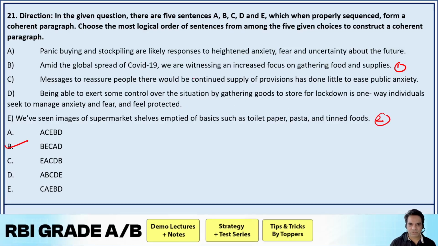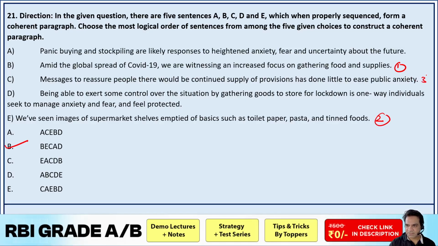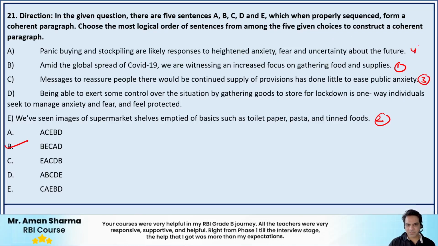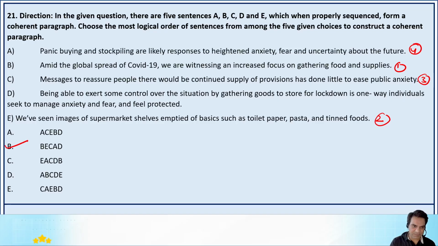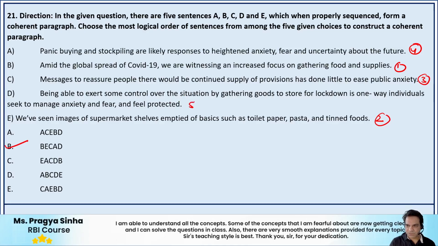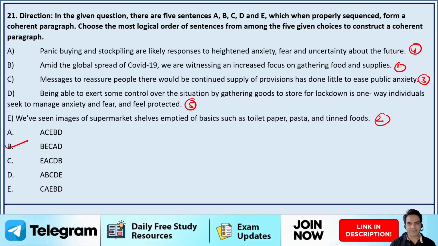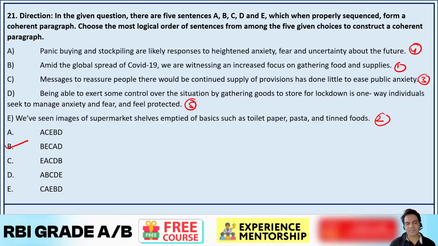Then messages to reassure people has done little to ease the public anxiety. Then option A, panic buying and stockpiling are likely responses to the heightened anxiety, fear and uncertainty about the future. And last, being able to exert some control over the situation is the way finally people manage anxiety, fear and feel protected. So option B is the correct answer here, guys. When you have such questions, you have to be smart while solving them.